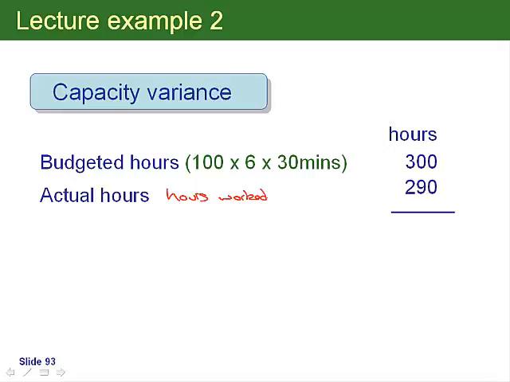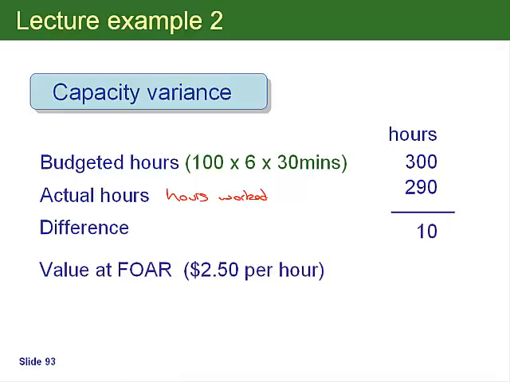Okay, we're looking at the capacity. How many hours did we get out of that factory? It's only those hours we're working for. So we've got a difference of 10 hours. We value that at the overhead absorption rate per hour. So $25 is the variance. And this variance is adverse because we got less hours from our factory than we'd expected to.